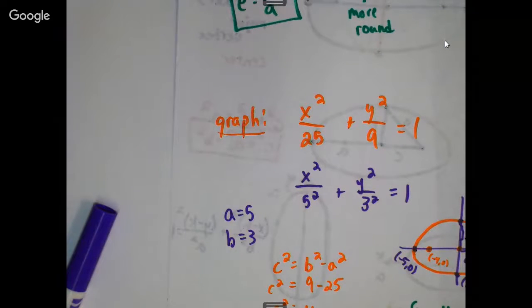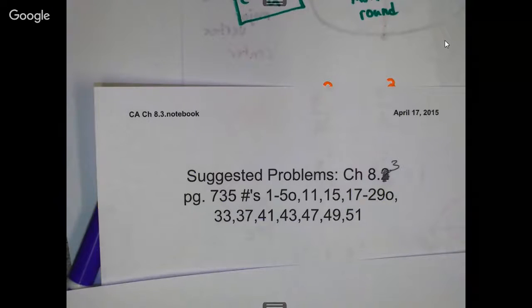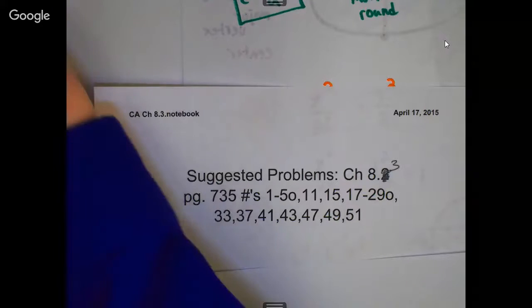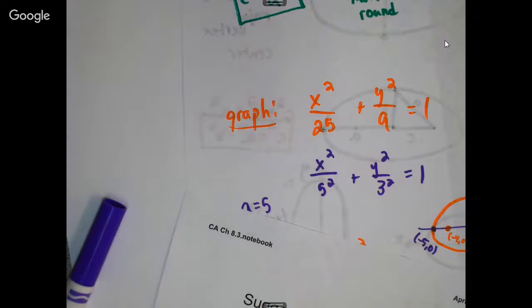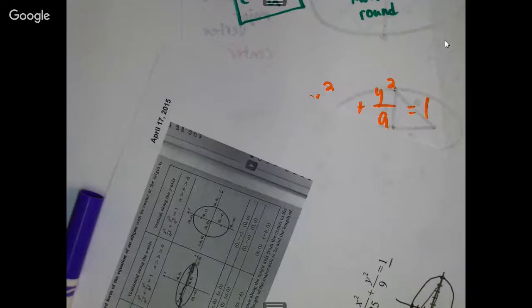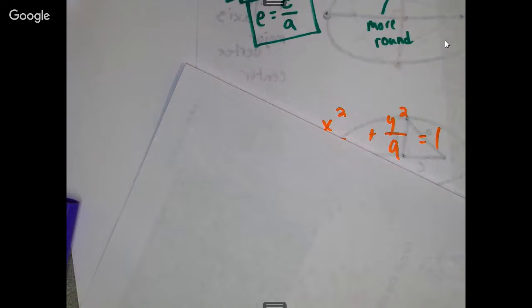Okay, so here are your suggested problems. So pause it. You can write those suggested problems down. That way you have them. You will need those for class. Okay, come to class with those. And then your questions are, what is the general equation for an ellipse whose major axis is vertical? Okay, so what's the general equation for an ellipse whose major axis is vertical?